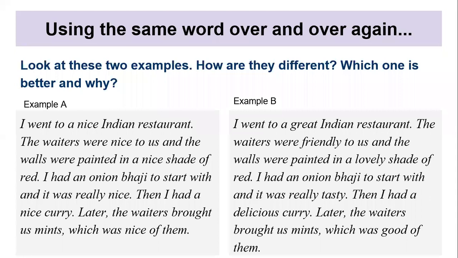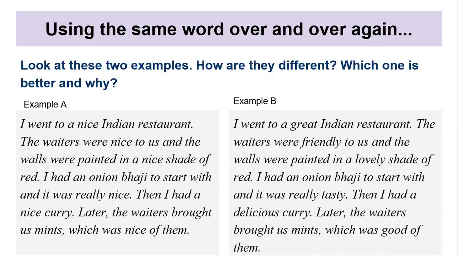Let's have a look at a couple of examples. So we've got an example A, and I want you to see if you can spot which word is being repeated and what is the effect of that. Also, can you work out which is better, example A or example B? A. I went to a nice Indian restaurant. The waiters were nice to us and the walls were painted in a nice shade of red. I had an onion bhaji to start with and it was really nice. Then I had a nice curry. Later, the waiters brought us mince, which was nice of them.